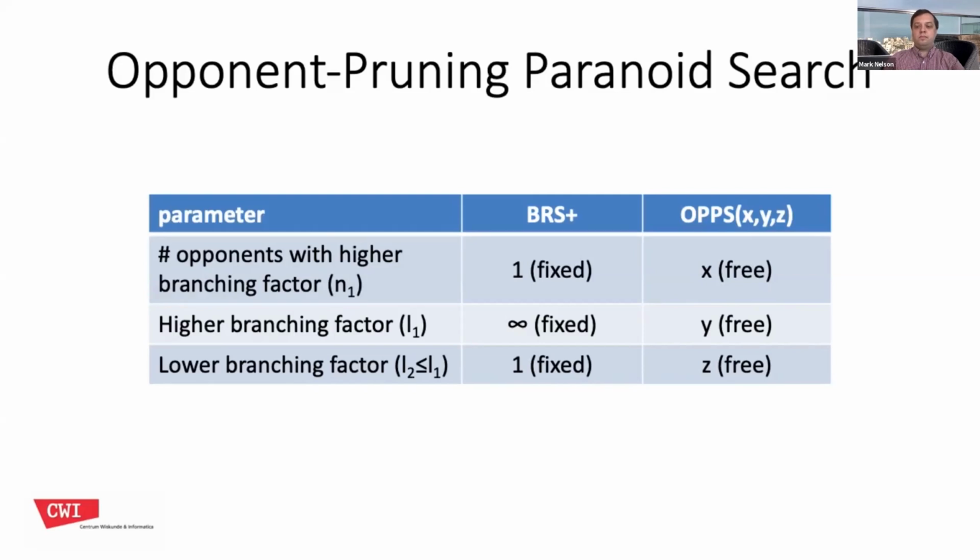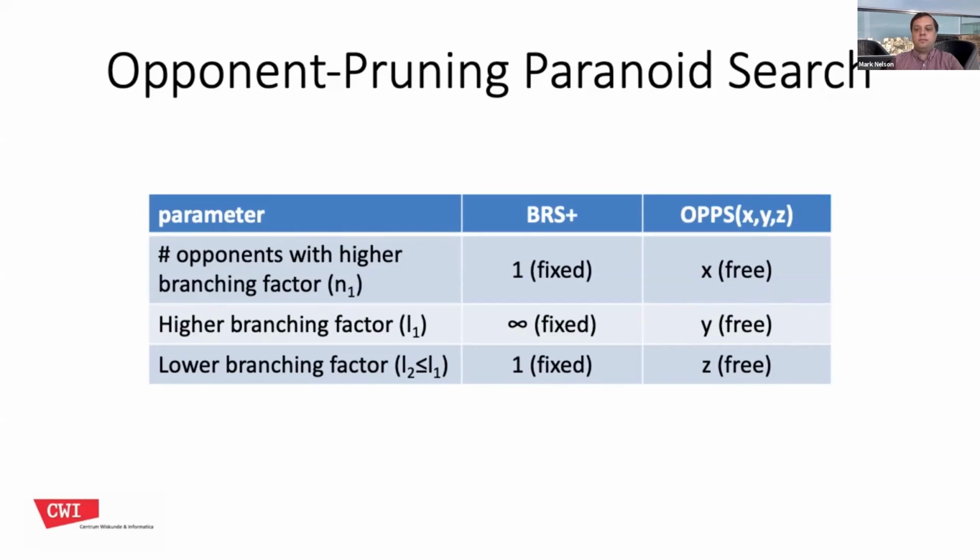L1 is the corresponding upper limit to the branching factor of this group, which is infinite in BRS+, but gives us the second parameter of OPPS. And L2 is the upper limit to the branching factor for all other opponents, which is always 1 in BRS+, but represents the third parameter of OPPS. L2 is always smaller than or equal to L1.